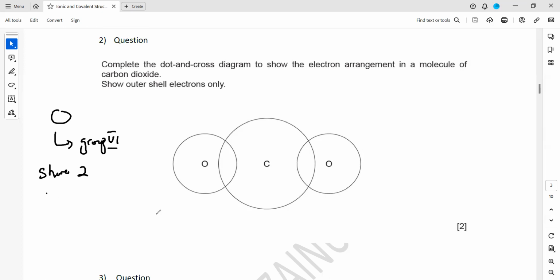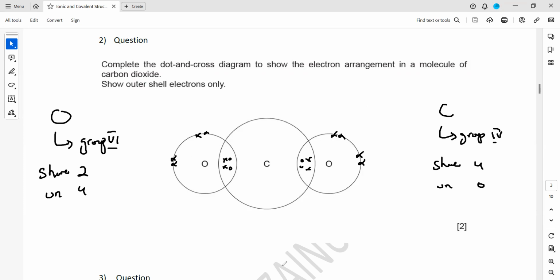And how many unshared electrons should be there? So the unshared electrons will be four. So if oxygen shares two, the carbon will share two from that side. Oxygen shares two, carbon shares two from that side. And carbon, as it belongs to group four, will share four electrons and unshared will be zero. So the sharing is done for carbon. For oxygen, we have to draw the unshared electrons. So 1, 2, 3, 4, and 1, 2, 3, 4. So this is the covalent structure of carbon dioxide, which is also known as CO2.